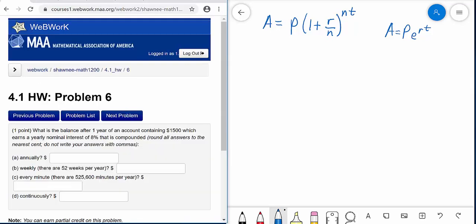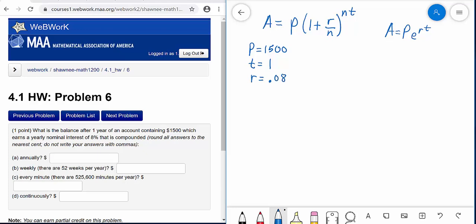So back to WebWork. We have to find interest compounded annually. Well, for this problem, our principal is going to be $1,500. The amount of time, it says after 1 year, so we're just going to use 1 for t. And then we have an interest rate r of 8%, so we're going to use 0.08 in our formulas. For the first 3 problems, we're going to change the number of n. So for part A, when you're compounding interest annually, that's just 1 time per year.